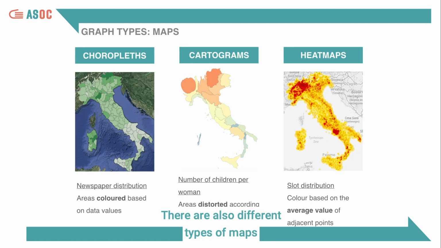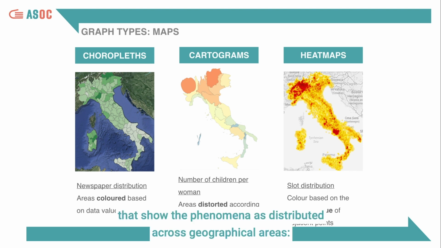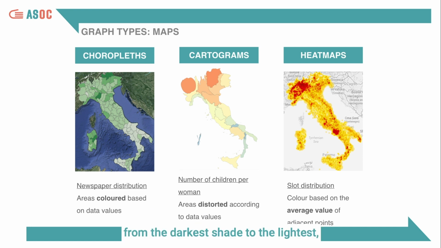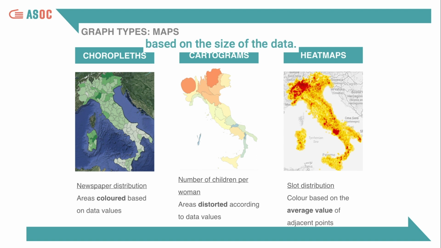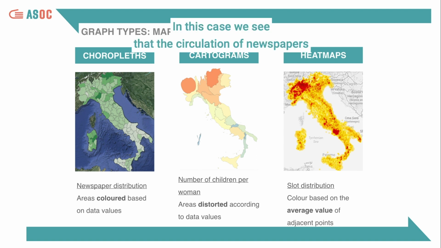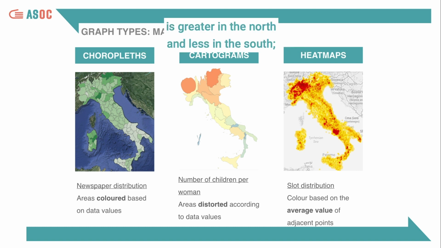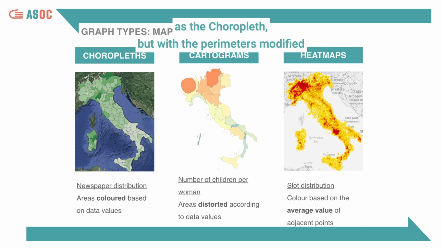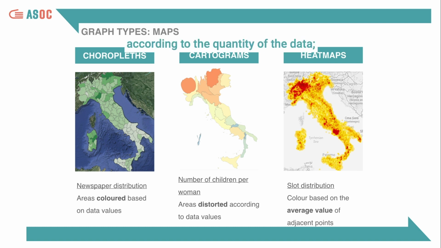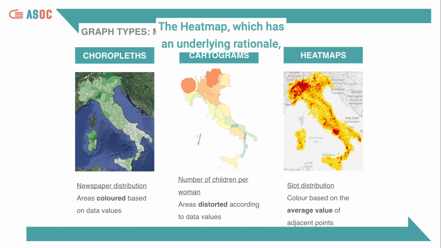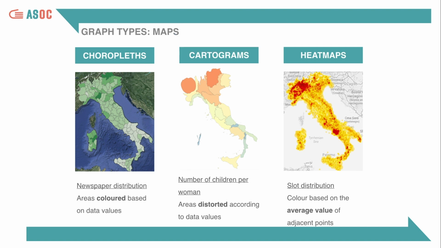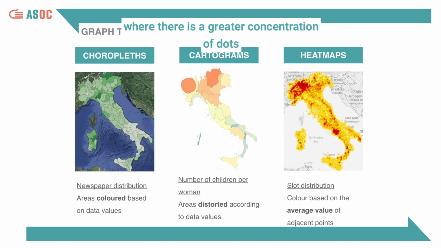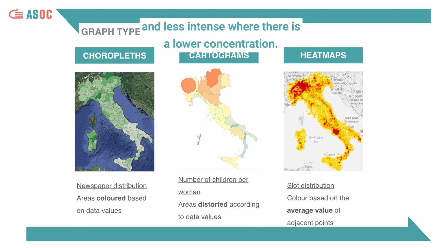There are also different types of maps, which show the phenomena as distributed across geographical areas. The choropleth, which shows a range of colours from the darkest shade to the lightest, based on the size of the data. In this case, we see that the circulation of newspapers is greater in the north and less in the south. Cartograms, which use the same dynamic as the choropleth, but with the perimeters modified according to the quantity of the data. The heat map, which has an underlying rationale, shows the colour of the map as more intense where there is a greater concentration of dots, and less intense where there is a lower concentration.